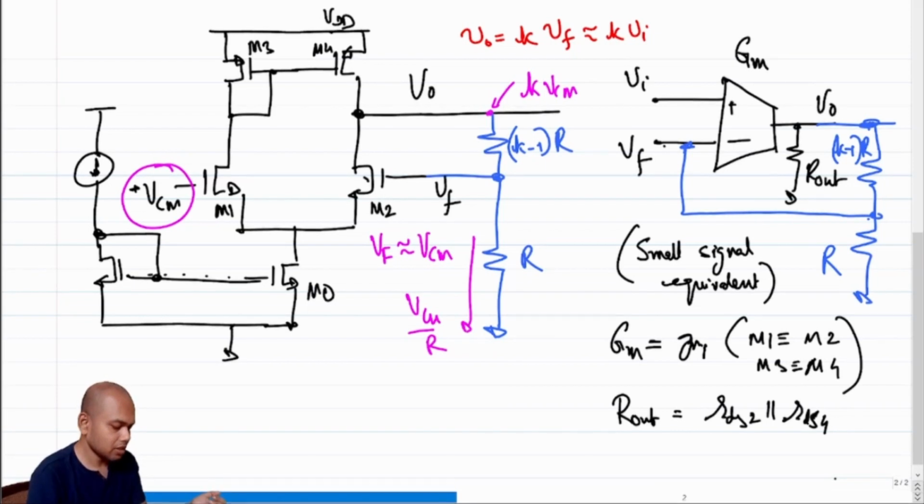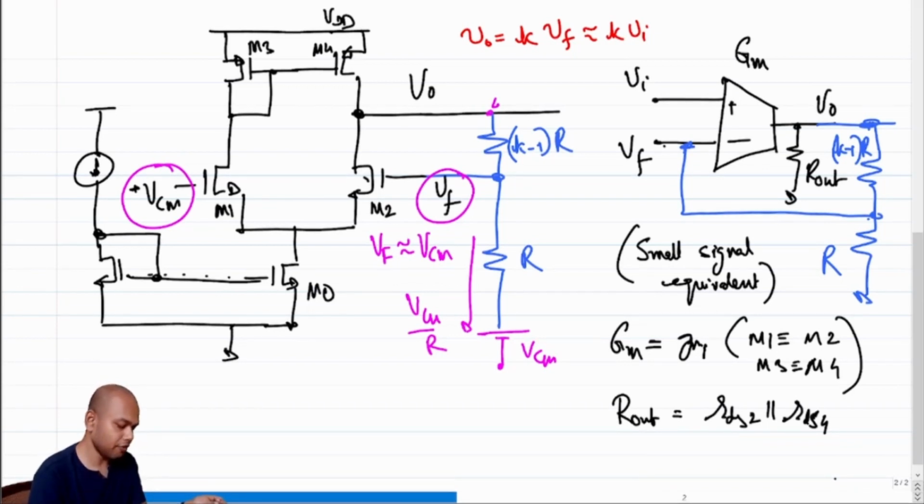So what's the solution? Let's say we want a gain of K, but we don't want a gain of K on quiescent. So what should you do? The obvious thing to do is to recognize the fact that this node needs to be small signal ground, that need not be an absolute ground. Given that we know that the voltage at VF will become VCM because of negative feedback, what we can simply do is add a battery of value VCM here.